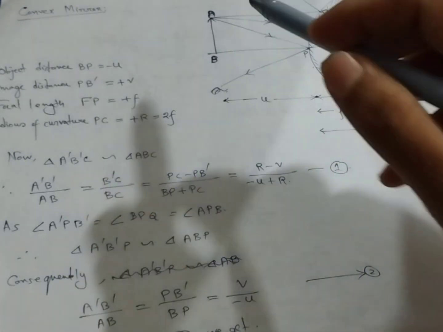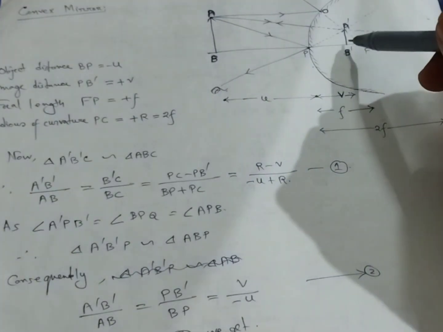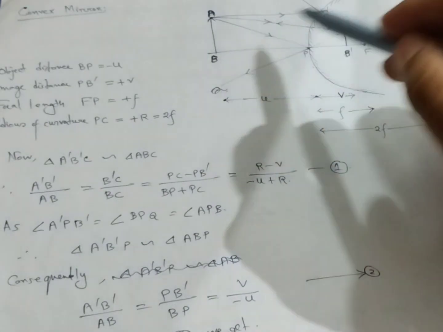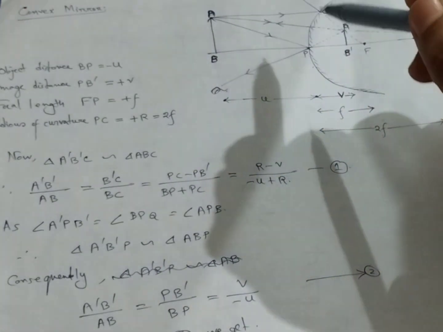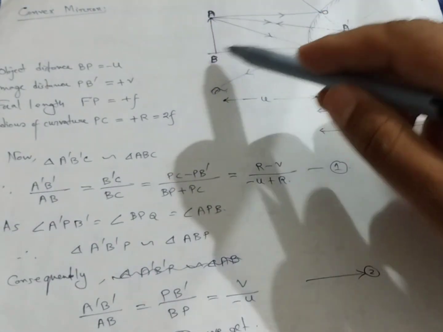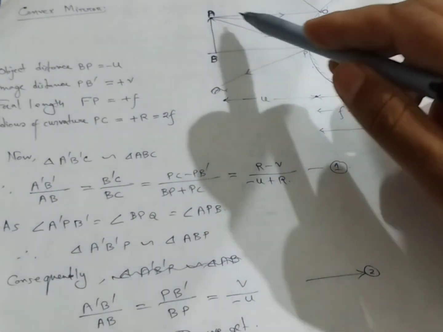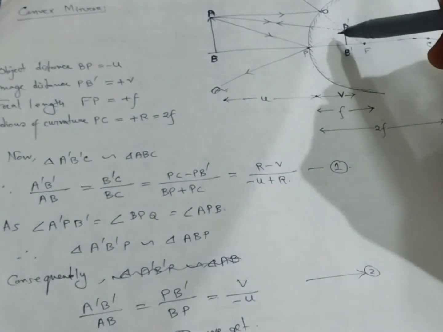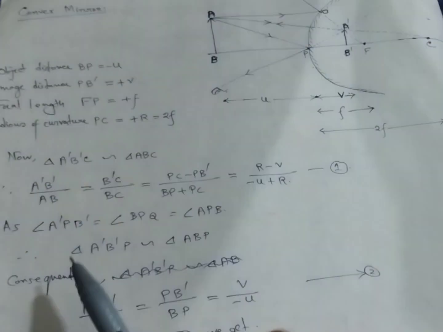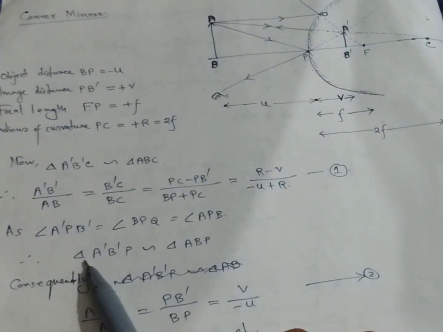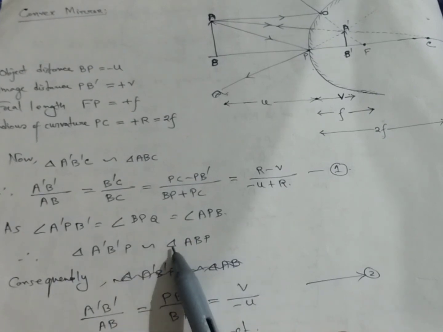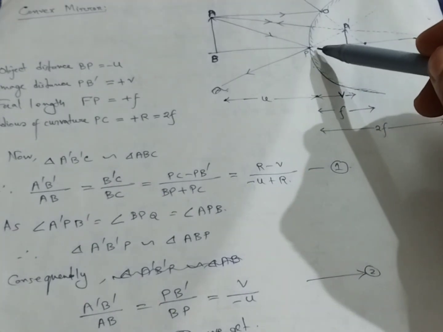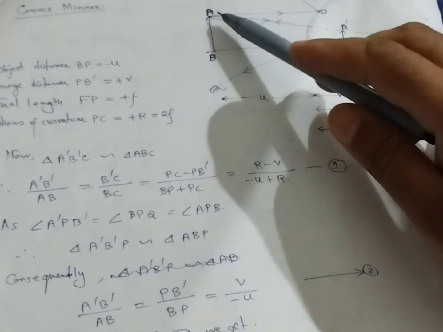Again angle B is equal to angle B dash, which is equal to 90 degrees. Both the angles are 90 degrees. So the two triangles A B P and A dash B dash P are similar. So we can write triangle A dash B dash P is similar to triangle A B P.